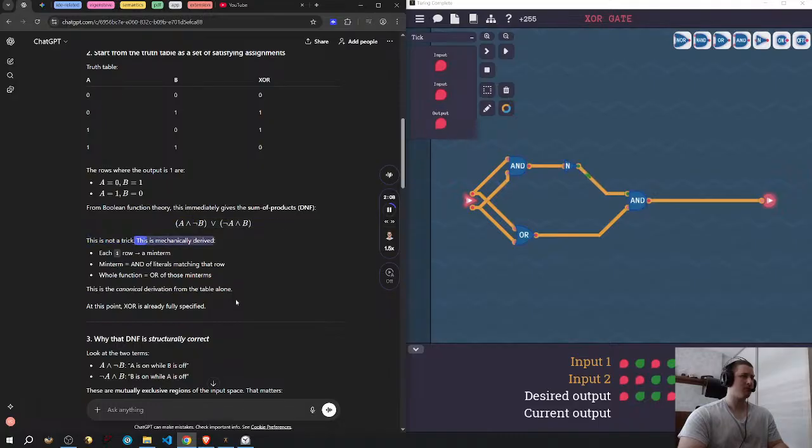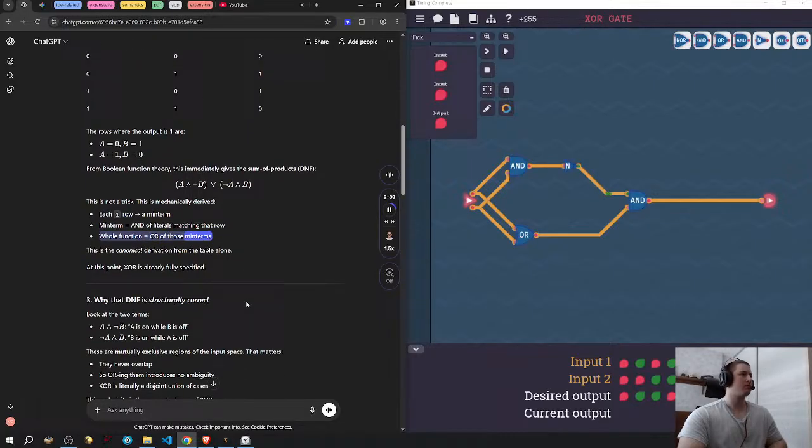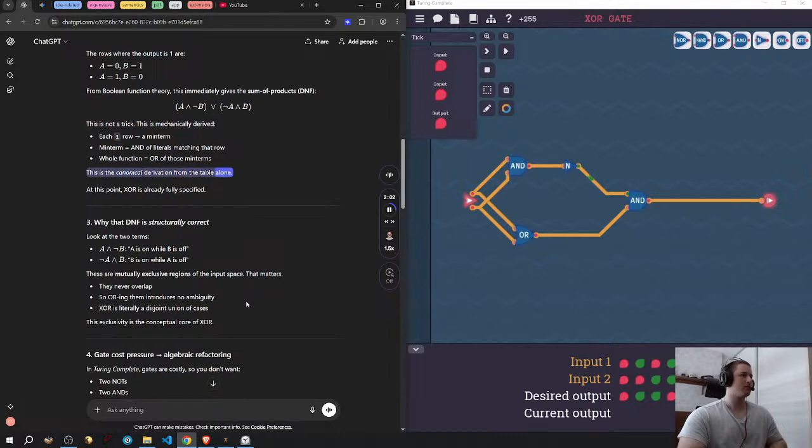This is not a trick. This is mechanically derived. Each one row gives a minterm. A minterm is the AND of the literals matching that row. The whole function is the OR of those minterms. This is the canonical derivation from the table alone. At this point, XOR is already fully specified.